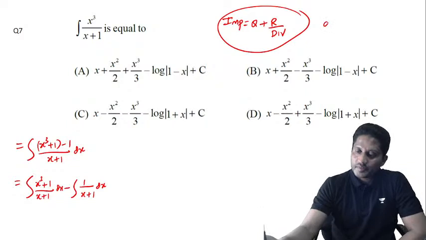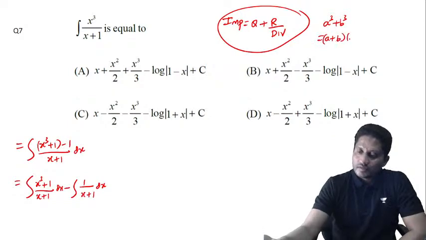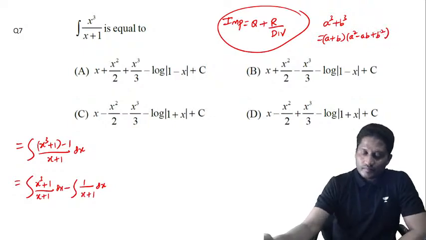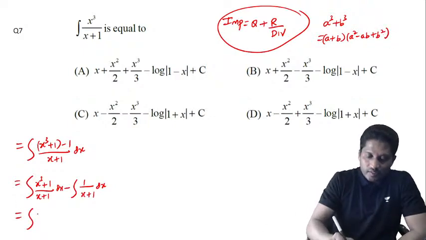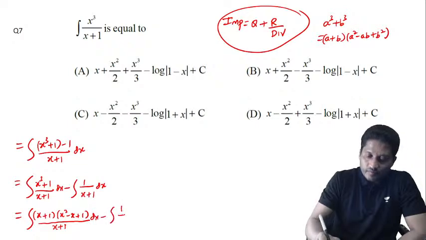Right, now a cube plus b cube. If you take a plus b out, you will get a square minus ab plus b square. Okay, x cube plus 1 can be written as, if I take x plus 1 out, you will get x square minus x plus 1, and whole divided by x plus 1, minus integration of 1 divided by x plus 1 dx. This will cancel.